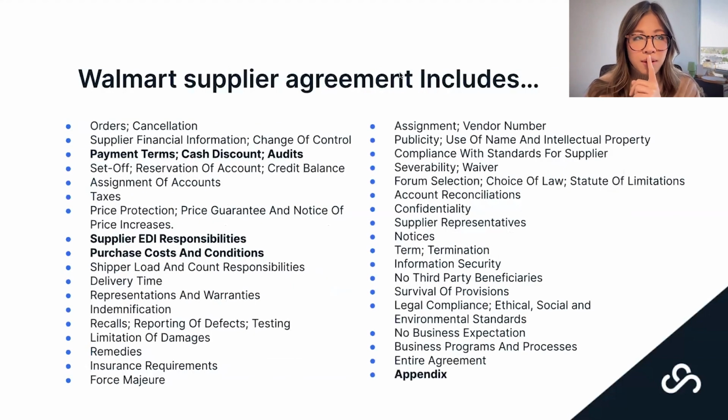I will not bore everyone to death and talk through everything the supplier agreement includes. It is a lot of information. Usually they can be anywhere between 15 to 20 pages long. But you can see here, and as Peter mentioned, you guys will have access to this. If you're following along at the office, you can pull up your own supplier agreement and see all of the information here.